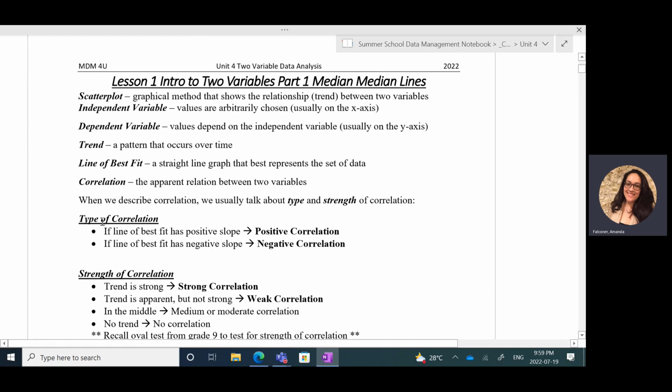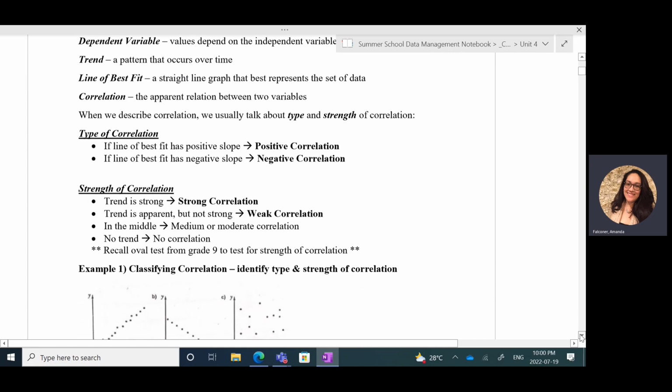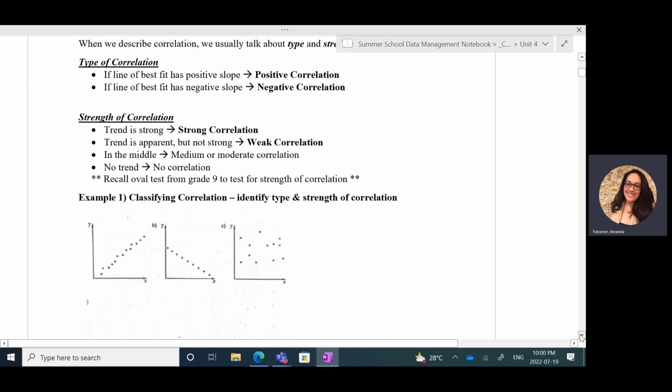So the type of correlation, we can have positive ones if the line of best fit has a positive slope. If the line of best fit has a negative slope, we call that a negative correlation. And then we've got strength of correlation. If the trend is strong, we say there's a strong correlation. If the trend is apparent but not strong, we say there's a weak correlation. If it's somewhere in the middle, we can say medium or moderate correlation. If there's no trend, then there's no correlation.